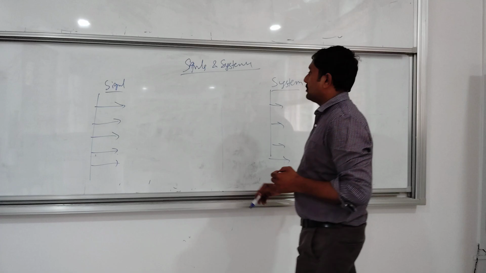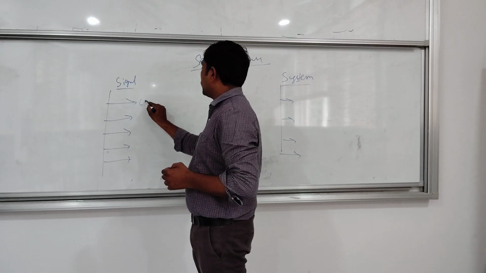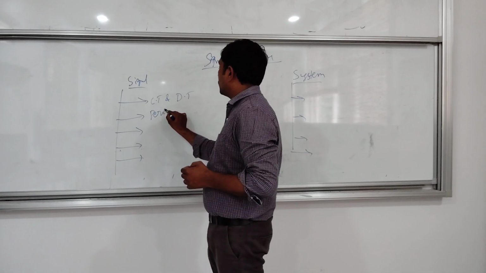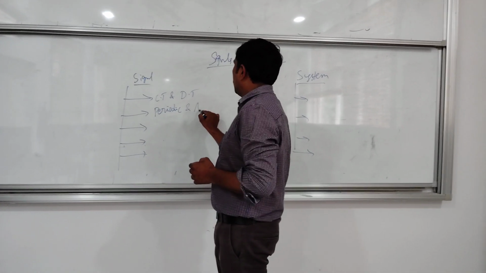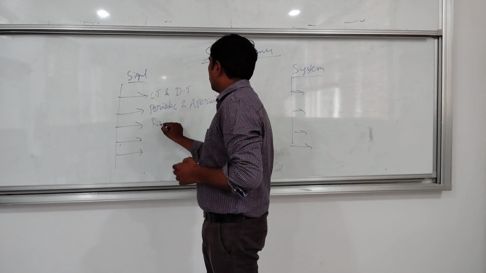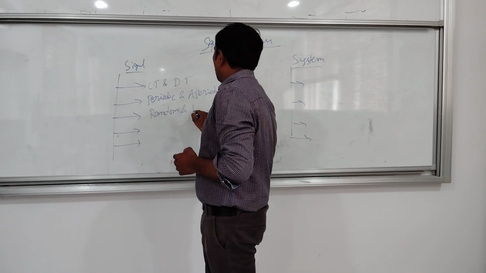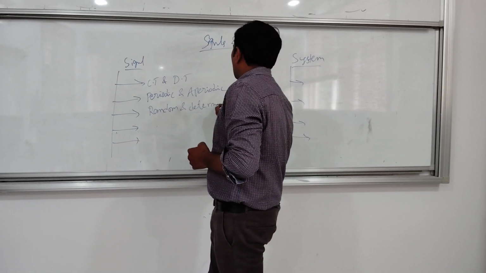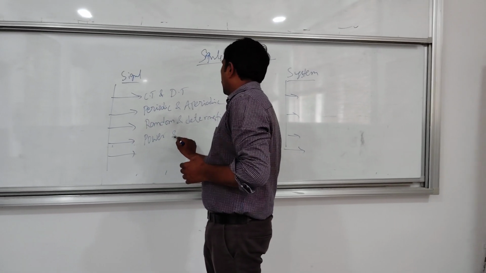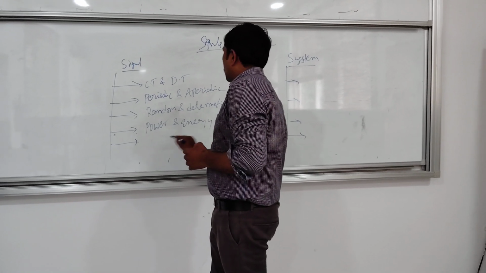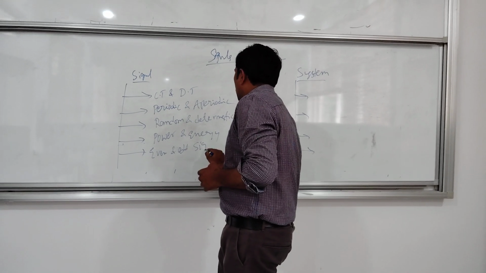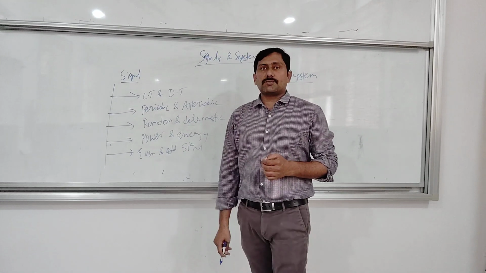Different types of systems. So here we can say continuous time signals, discrete time signals, periodic signals, and aperiodic signals, random and deterministic signals, power and energy, even and odd signals. These are all the classification of the signals we have.